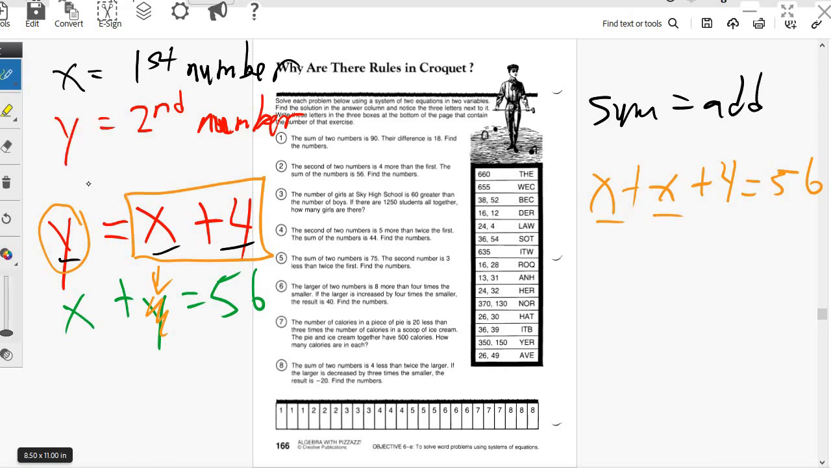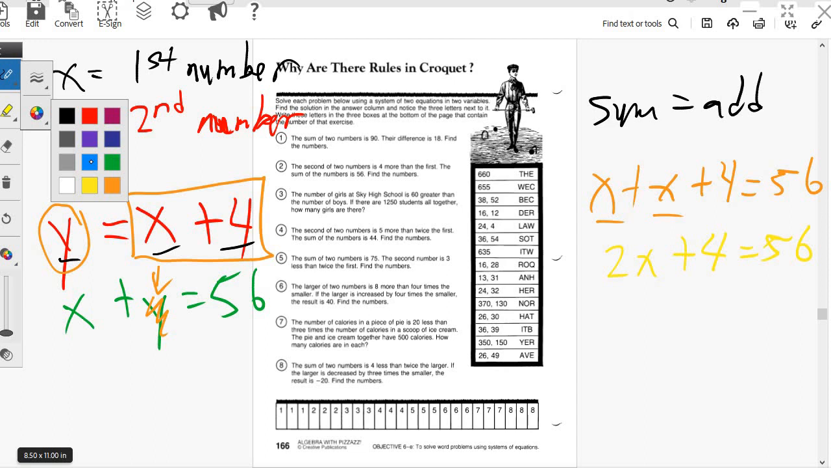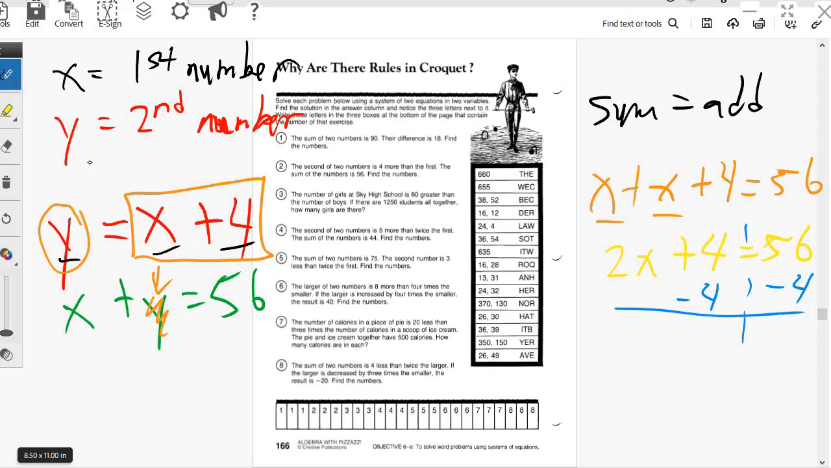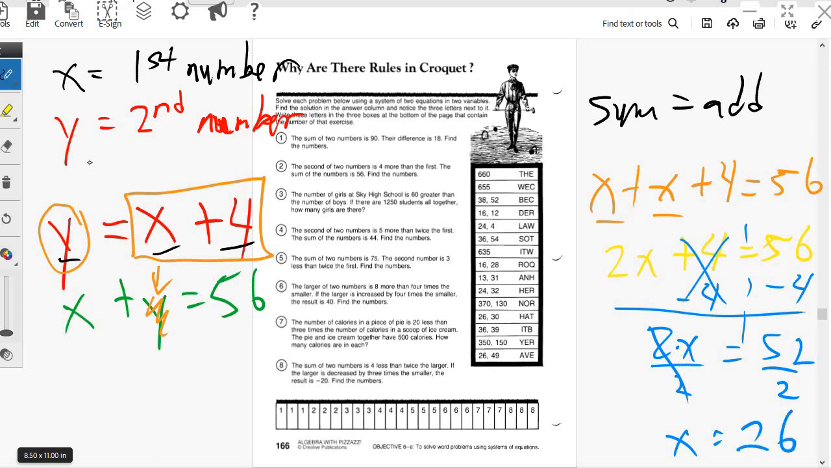Now with that, I can solve. x plus x is 2x, plus 4 is equal to 56. Now this is a two-step equation. This is what we pretty much started doing here. You should be able to do this now. Use inverse operations to get x by itself. Now we have 2x equals 52. To get x by itself, get rid of the times 2. The inverse of times 2 is divided by 2. Now x is equal to 26 because 52 divided by 2 is 26. You can always use a calculator to check.